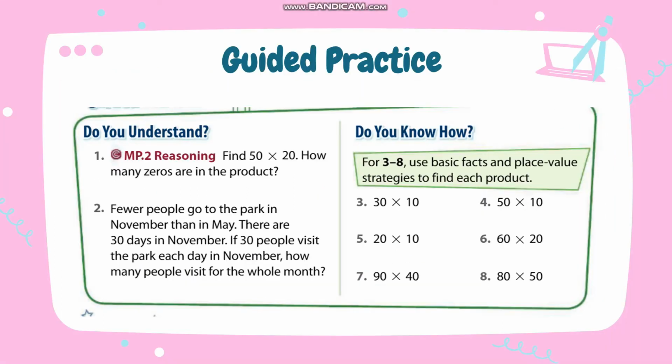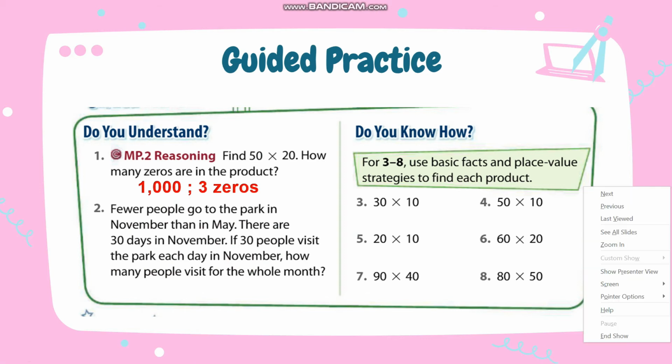Question number 1. Find 50 multiplied by 20 and how many zeros are in the product? So the answer is 1,000 when you multiply 50 multiplied by 20, because 5 multiplied by 2 is 10. Then you have 2 zeros, so there are 3 zeros in the product.